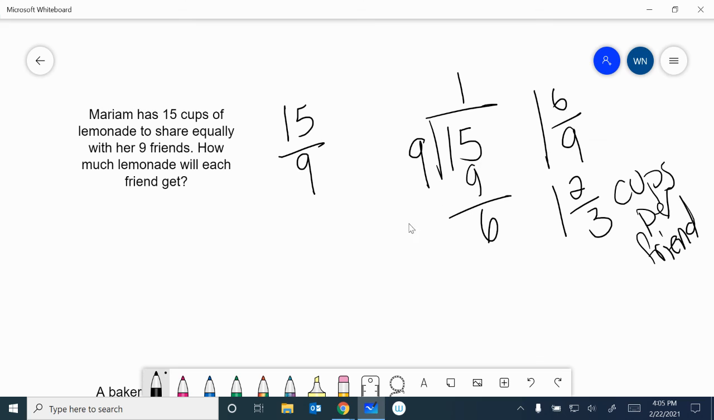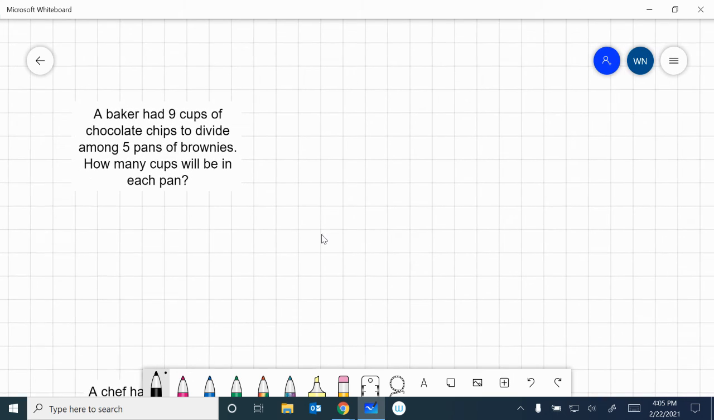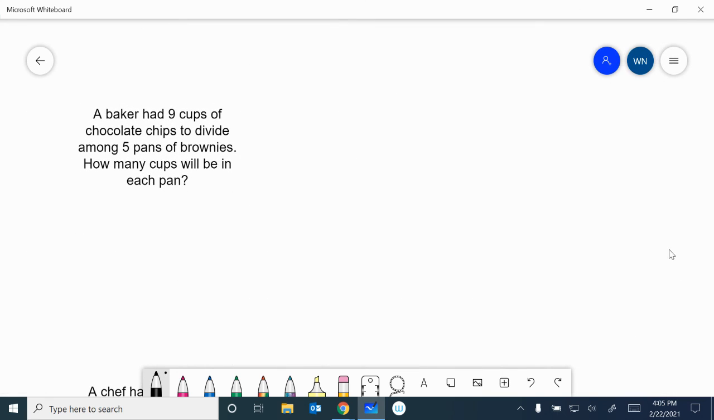Let's do another one. A baker has 9 cups of chocolate chips to divide among 5 pans of brownies. How many cups will be in each pan? Go ahead and write the fraction before you solve.